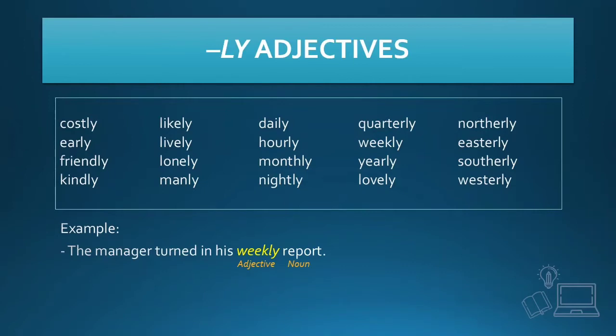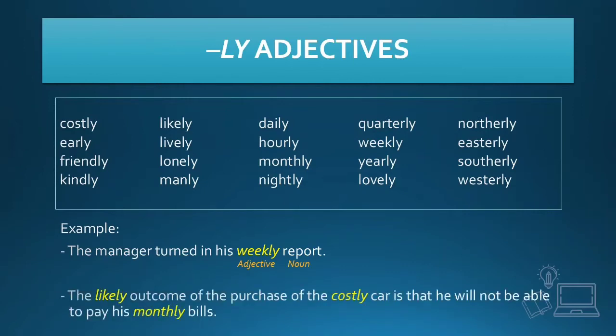The second example, the likely outcome of the purchase of the costly car is that he will not be able to pay his monthly bills. Dalam kalimat ini, yang pertama, kata likely sebagai adjective menjelaskan the noun outcome. Likely outcome. Yang kedua, the adjective costly menjelaskan the noun car, costly car. Yang ketiga, the adjective monthly menjelaskan the noun bills, monthly bills.